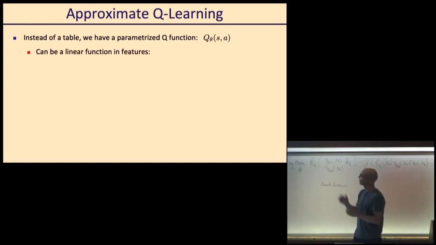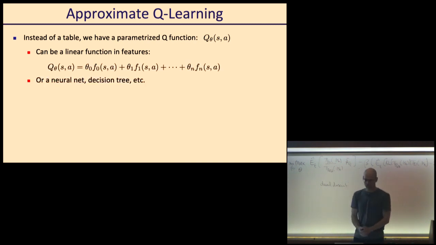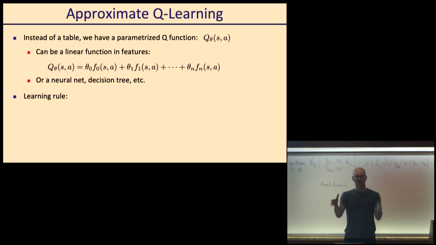Let's say it's a linear function. Then we just have a weighted sum of features. But it could also be a neural net or a decision tree and so forth. Doesn't really matter. Same methods will apply. What's our learning rule going to look like? Remember, Q-learning was very simple. We collect data, and for every state, action, reward, state combination that we experienced, we computed a target value, and then tried to update towards that target value.